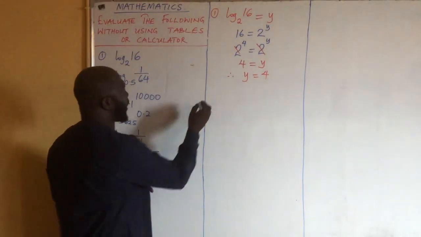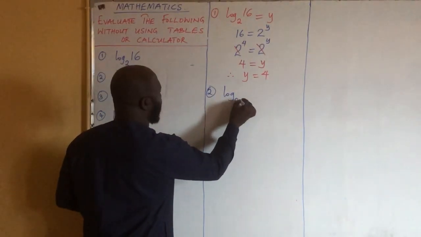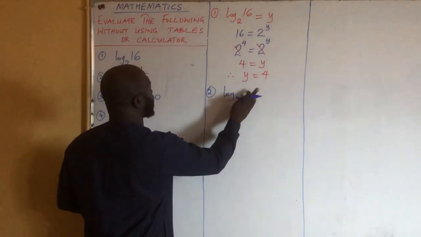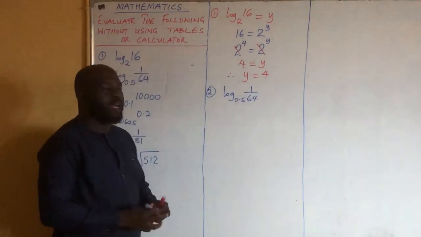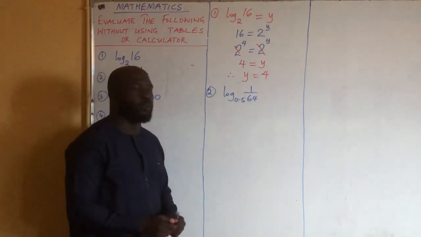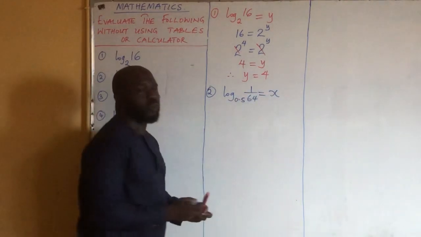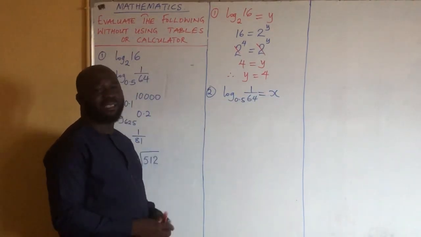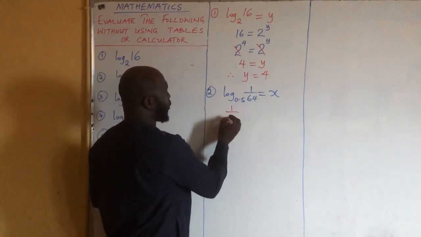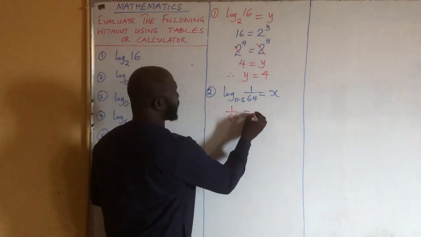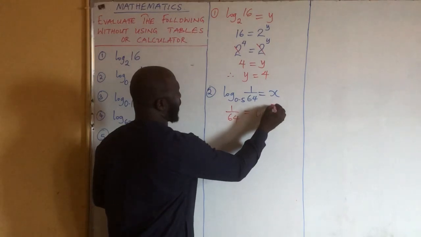The second question says, logarithm in base 0.5 of 1 over 64. Like I said earlier, you can equate it to any variable of your choice. Let's equate this to x. And then let's rewrite it in index form. To write this in index form, we have 1 over 64 equals 0.5 raised to power x.